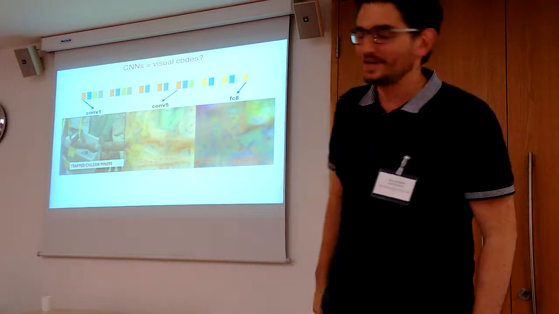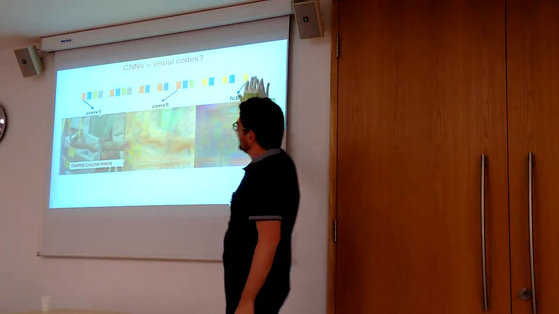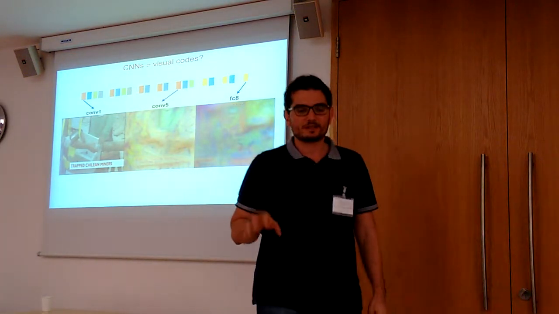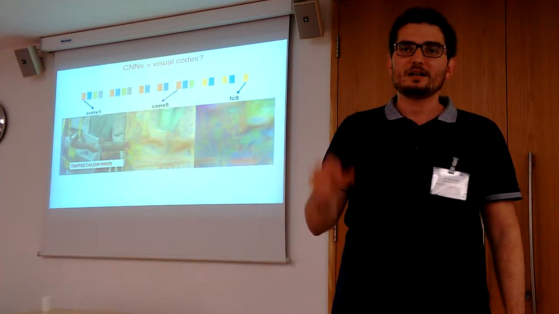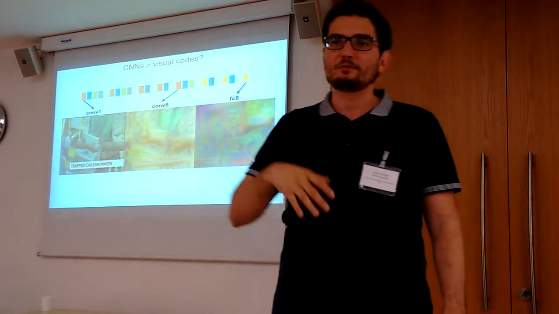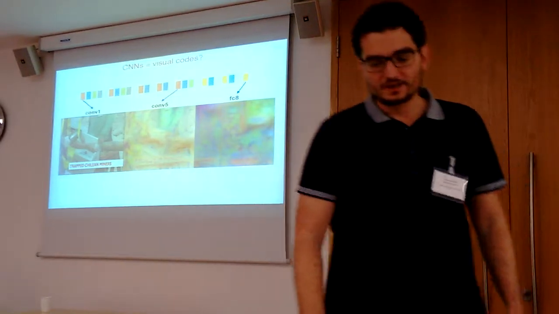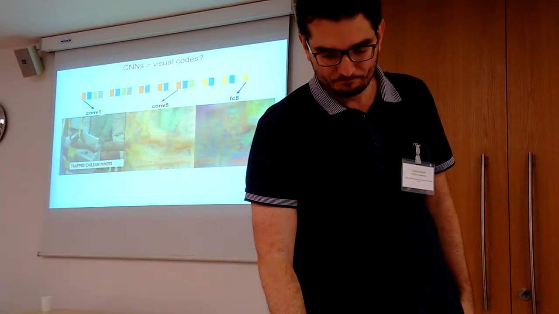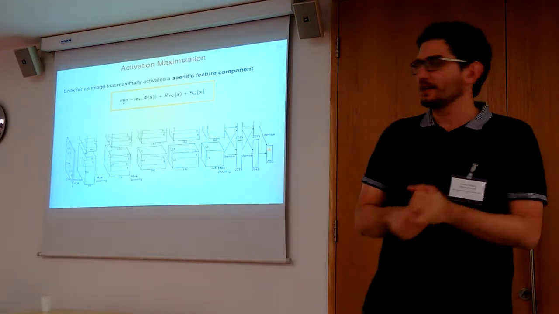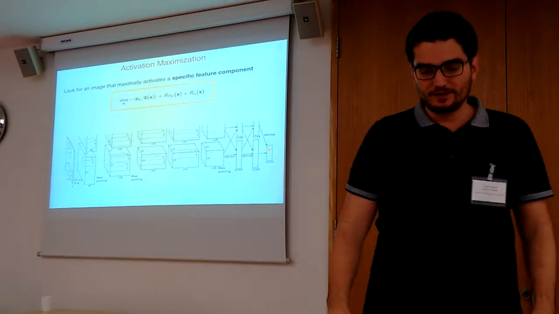What does it mean? It means that even at this level of depth, the code is still partially visual. It means that it still captures some of the image appearance as such, as opposed to being completely abstract information, which I don't think is completely expected. All right, so this is one way you can visualize deep networks.